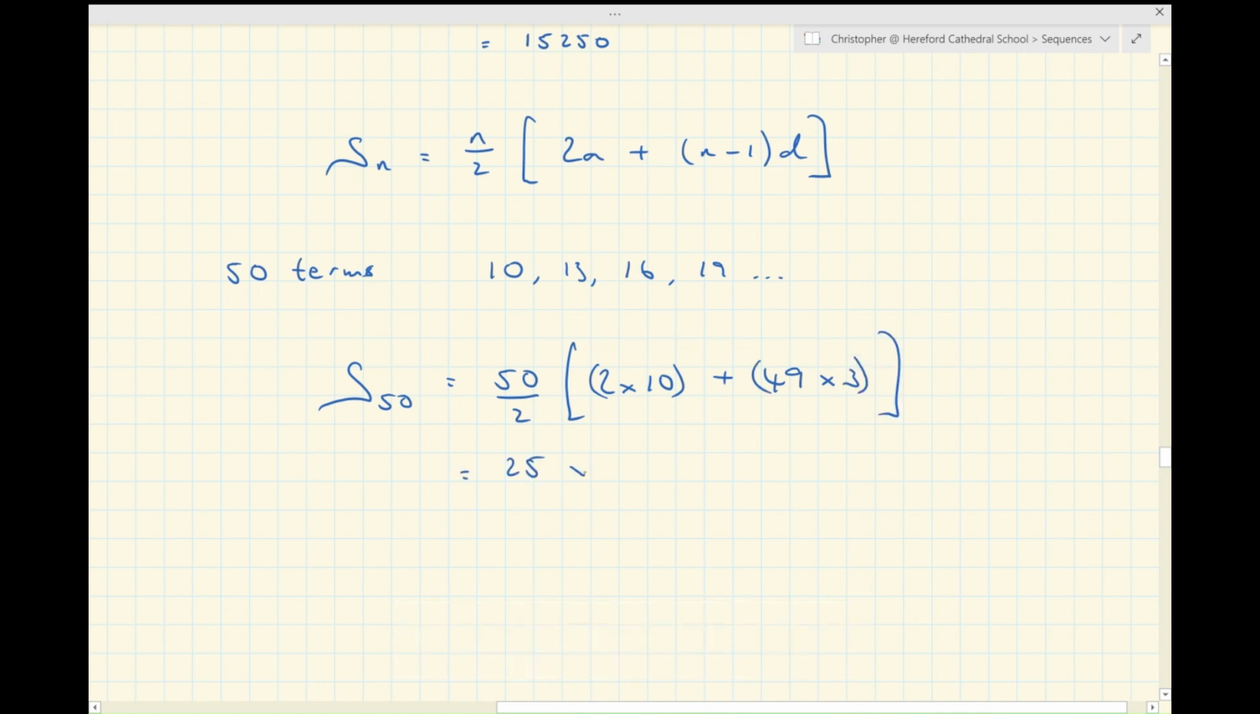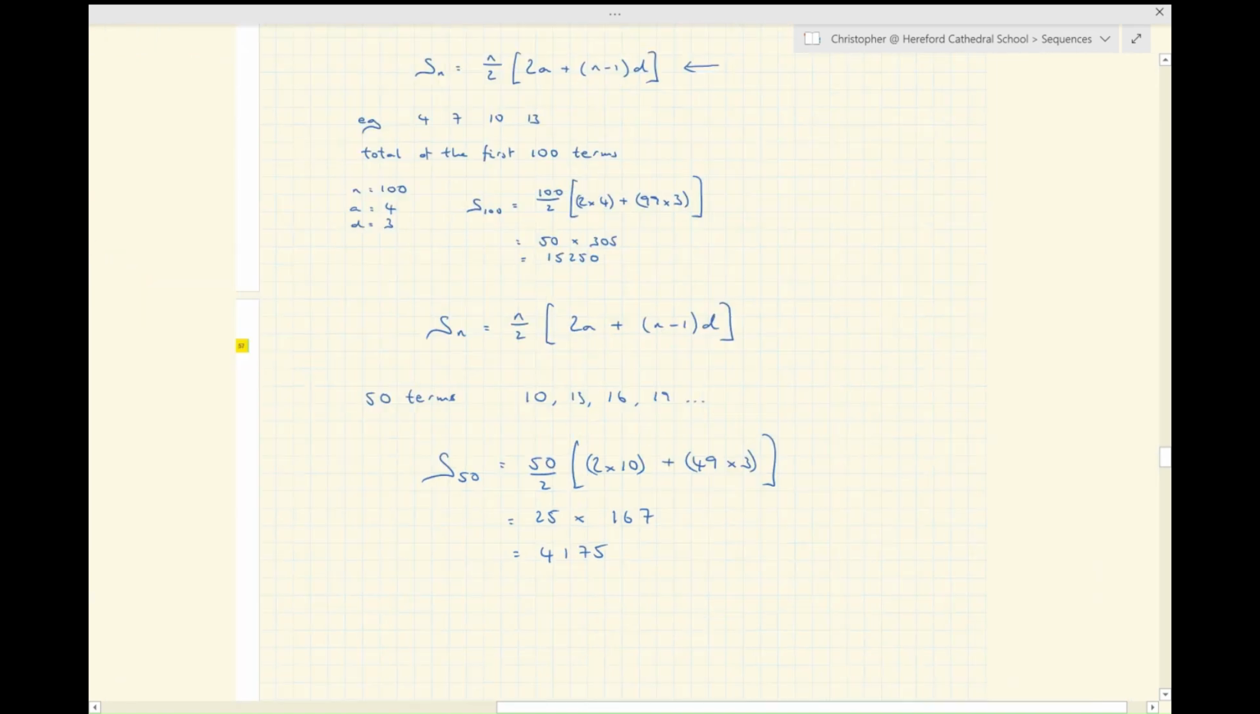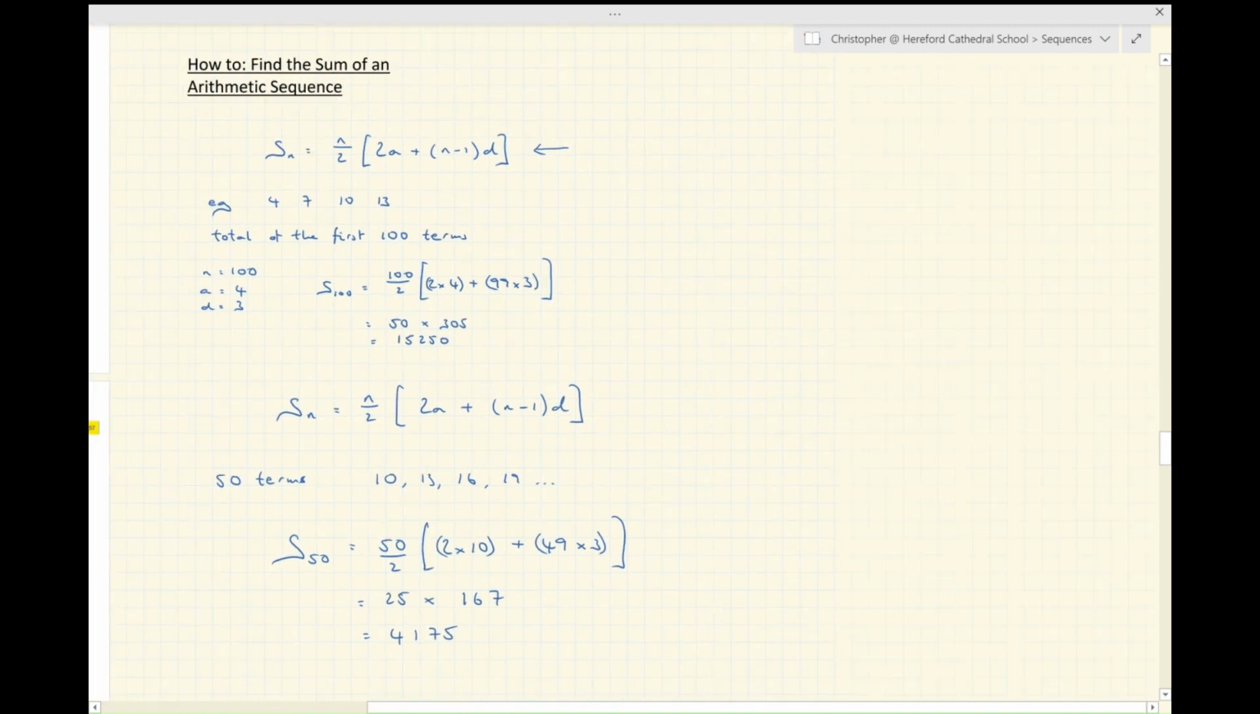So that's going to be 25 multiplied by, I'm just working out the bracket now, 49 times 3 plus 20 gives me 167. So the sum of the first 50 terms is 167 times 25, 4,175. Okay, so that is how to find the sum of an arithmetic sequence.